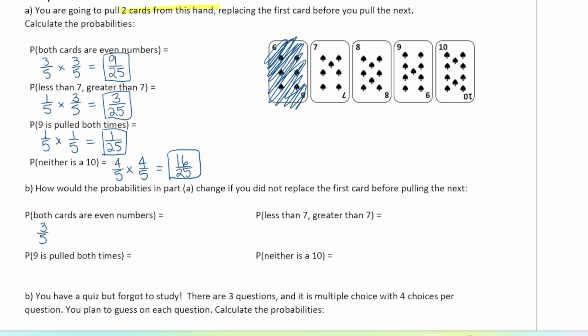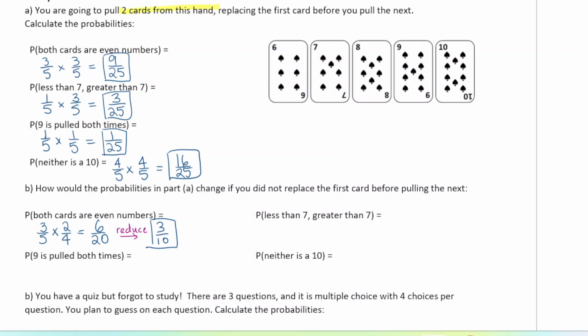So now I'm pulling only from a deck of 4, and there's 2 evens remaining. So the chance the next card is even is 2 out of 4. And this would be 6 out of 20, and I can reduce that to 3 out of 10. So the chance that I pull 2 even cards without replacement is 3 out of 10. Okay, let's do the next one.